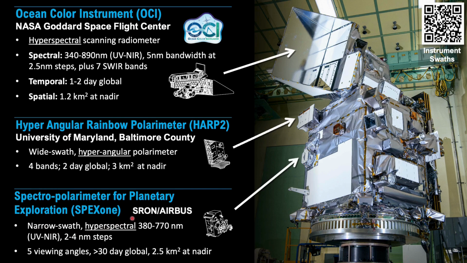We also have the Spectropolarimeter for Planetary Exploration, or SPEXone. This one was contributed by SRON and Airbus, some partners of ours in the Netherlands. It is a narrow swath and hyperspectral polarimeter with 5 viewing angles, and because of its narrow swath, it takes about 30 days for it to cover the whole globe, and its resolution is 2.5 kilometers at nadir.